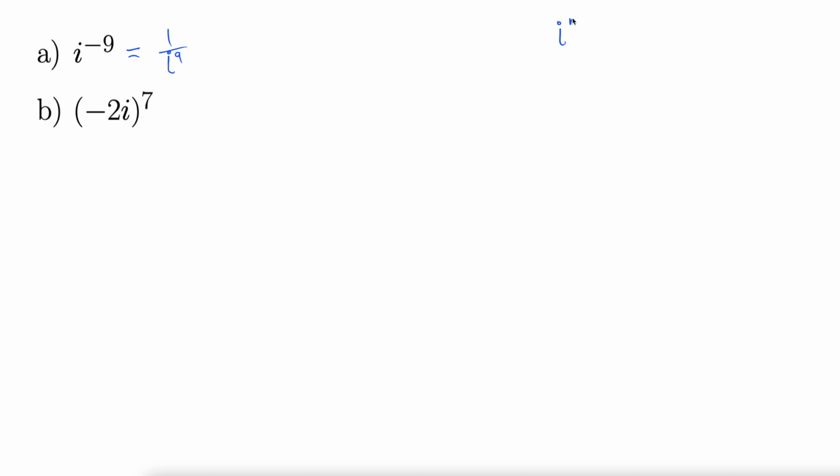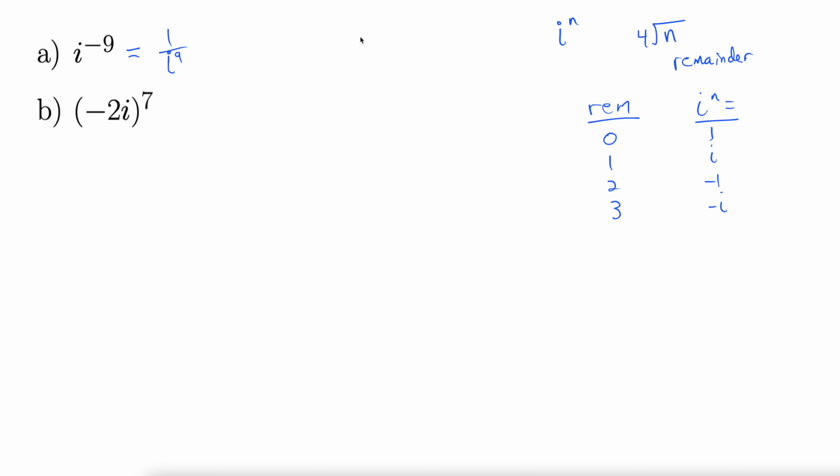Remember that for i to the n, for any n, you take n and divide it by 4, do long division, and you get some remainder. Once you have that, you have a few options. Based on what the remainder is, you have i to the n equals something. The only options for the remainder are 0, 1, 2, or 3, and the corresponding values of i to the n are 1, i, negative 1, negative i.